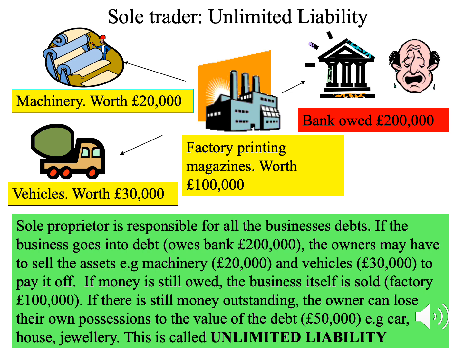That could be your car, your house, TV, jewellery, whatever, up to the value of £50,000 so that they can have all of the debt repaid. So that's what unlimited liability is. It means that the person themselves that runs that business is personally liable for the business's debt. The business and the person, in the eyes of the law, are the same legal entity.